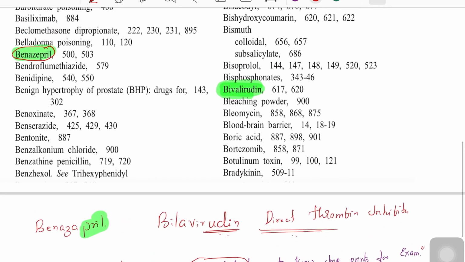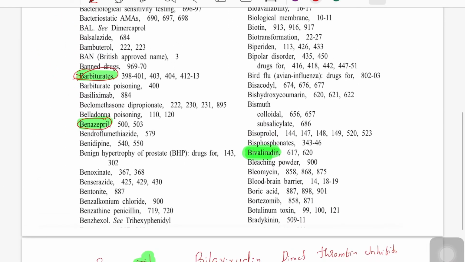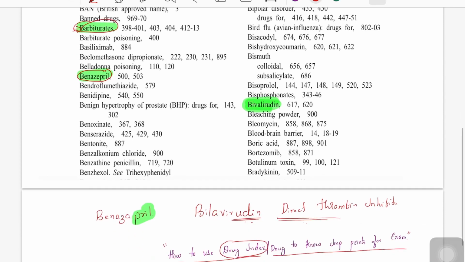So if you use the index, you will analyze whether the drug is important, what is that drug. First of all, in solving any MCQ, the things you need to remember are what is that drug, what is the drug class, what is the mechanism of action, what is its major adverse drug reaction. If you don't identify the drug itself, what is the use in solving an MCQ? So that is my point.